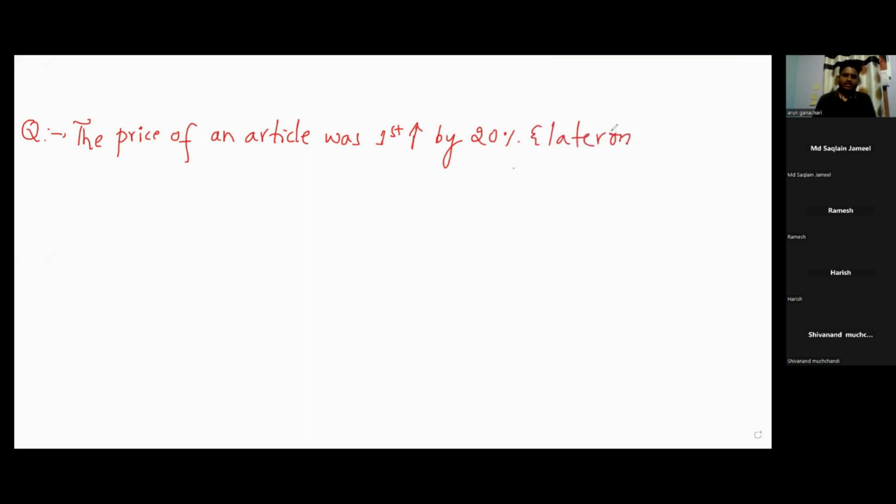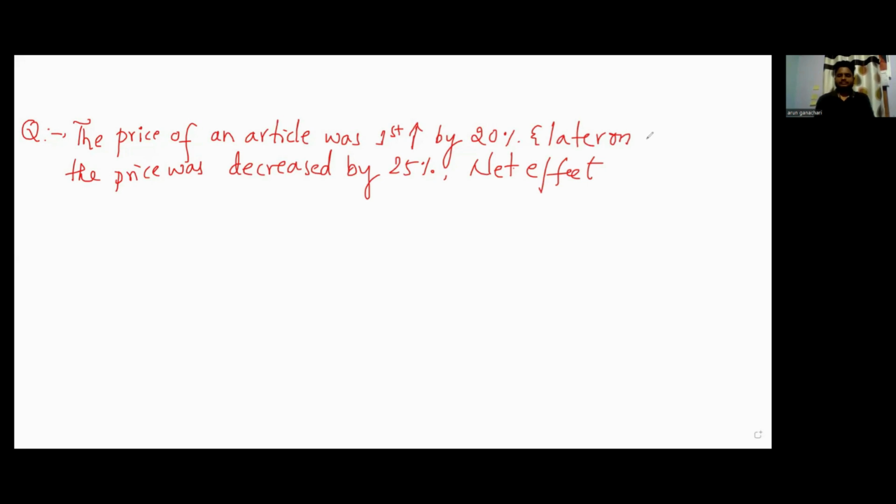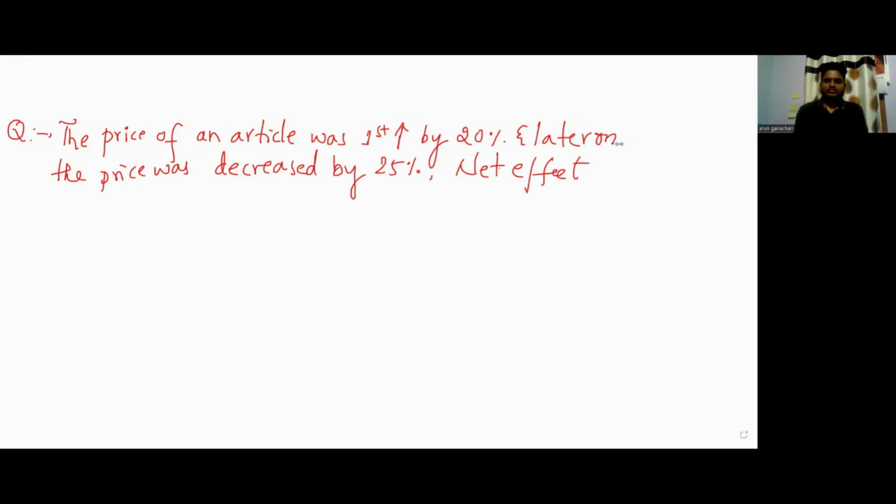Take down a very similar sum. Try to do this. This was asked, I think. The price of an article was first increased by 20% and later on the price was decreased by 25%. What was the net effect? Solve it.